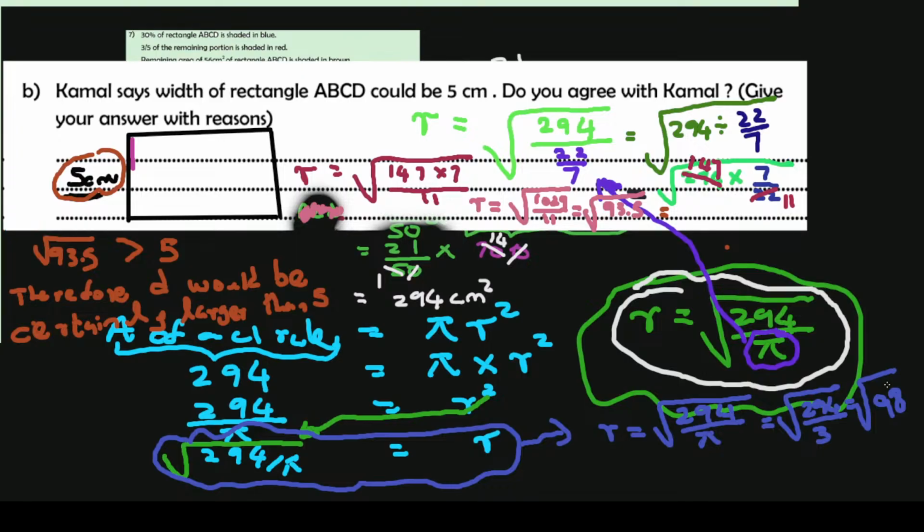So what's the square root of 98? The square root of 98 is going to be definitely bigger than 5. We can say the square root of 98 is larger than 5, which implies the diameter is going to be larger than 5 centimeters. Therefore, the circle will not fit into a 5 centimeter width rectangle. Hence, I don't agree with Kamal's statement.